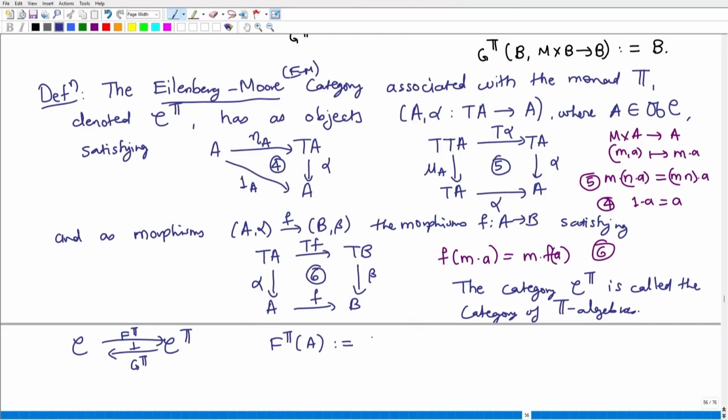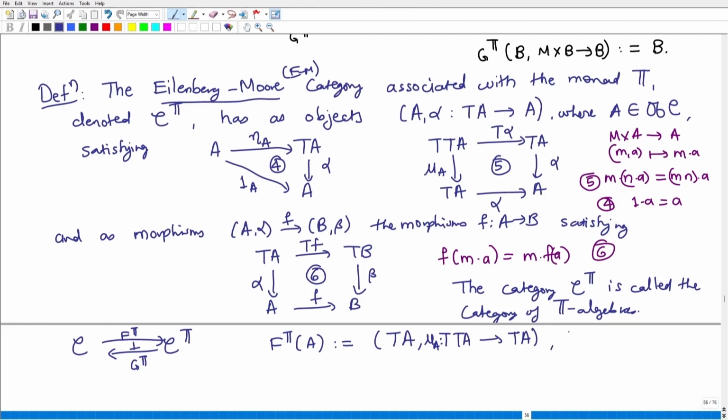So what is that? I'm giving an object. The only thing I can do is TA, because TA obviously has an action, TTA to TA. This should be my arrow, and what should be the arrow? Tell me. Exactly, mu sub A. Because I know this. That is FT. It's the free algebra functor.